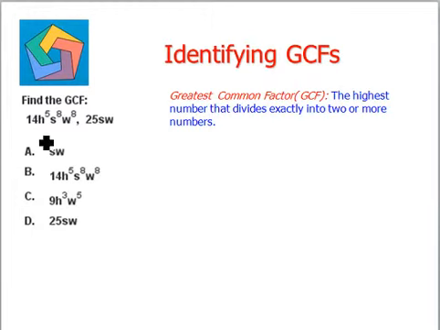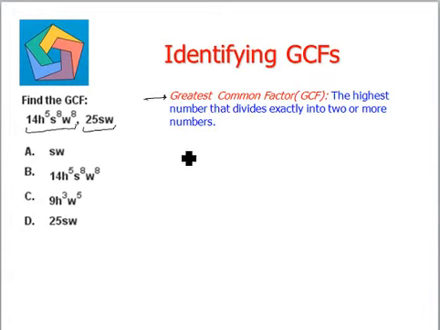Find the GCF given two expressions: 14h to the power of 5, s to the power of 8, w to the power of 8, and the other expression is 25sw. Now let's see what GCF means. GCF stands for greatest common factor. This is defined as the highest number that divides exactly into two or more numbers.